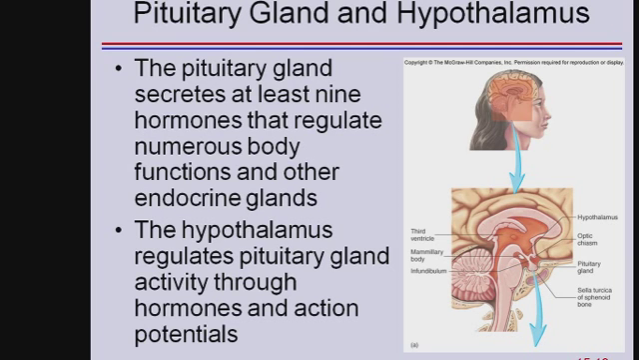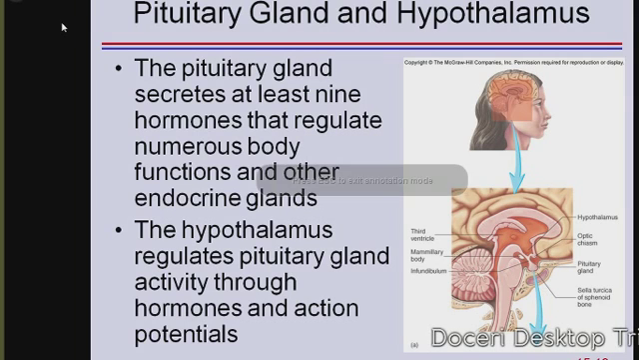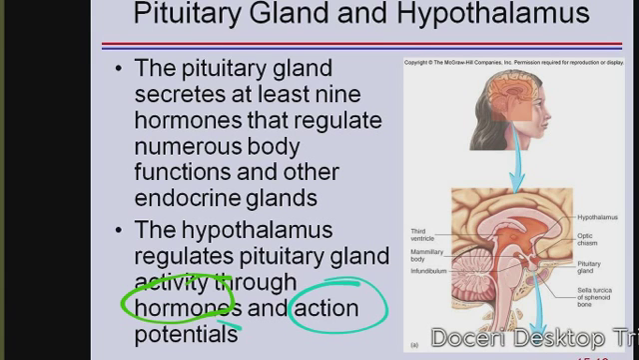So the hypothalamus shows characteristics of both an endocrine gland and a nervous system organ. It acts as an endocrine gland in that it produces hormones, and it acts as part of the nervous system in that it produces action potentials. So it has an electrical function in the nervous system, and it acts as an endocrine gland in that it produces hormones.